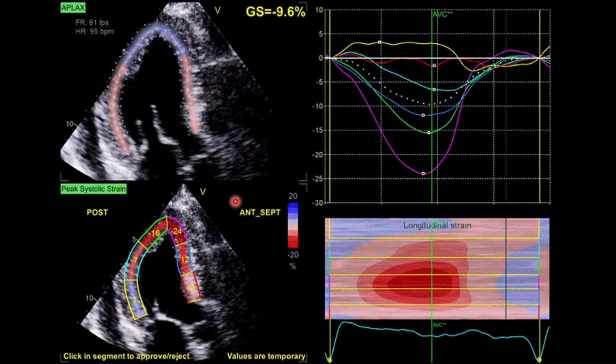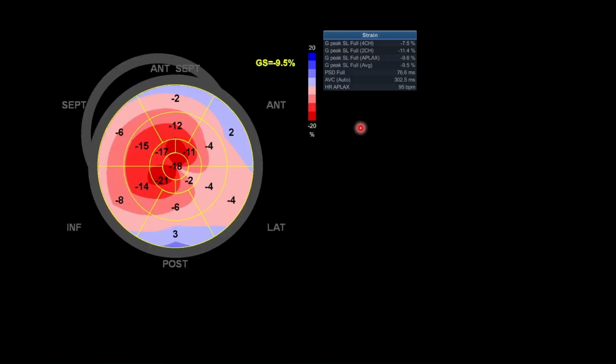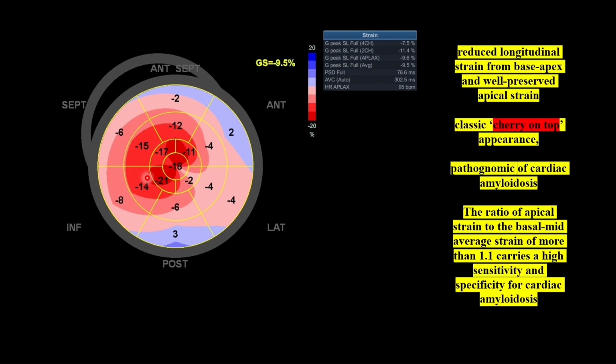Now coming to the strain analysis. The average longitudinal strain of this patient is reduced, and it is minus 9.5. And looking at the pattern of this strain, there is an apical sparing pattern, what we call the characteristic cherry on top pattern, which by the way is pathognomonic of cardiac amyloidosis. If you take the ratio of the apical strain to the basal to mid strain, and the value is more than 1.1, this carries a high sensitivity and specificity for cardiac amyloidosis.